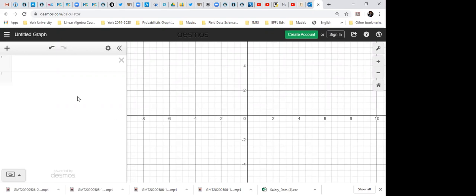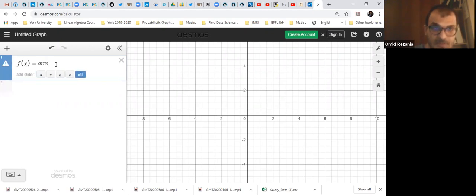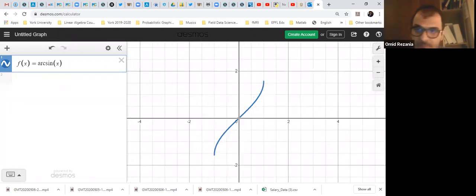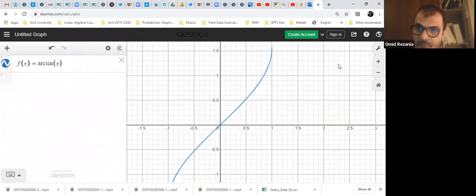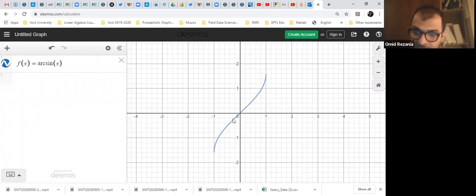Yes. Okay. Now, I'm just going to plot y, let's call that f of x, equals arc sine of x. In Desmos, you have to write arc sine of x, or you can also write it as sine inverse of x. Look at this plot. You see this?